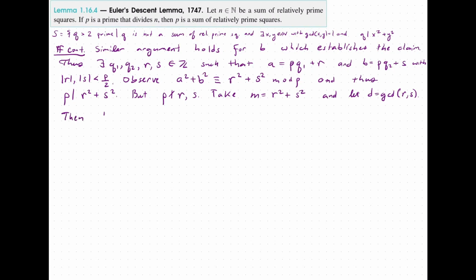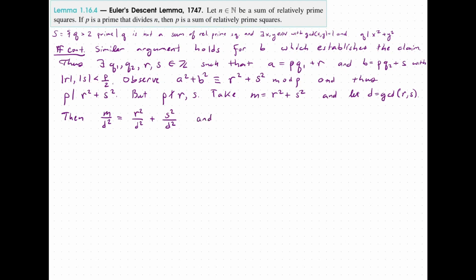Then we have that m over d squared is equal to r squared over d squared plus s squared over d squared. So what we have done, we know that d is the GCD of r and s. So then d squared divides r squared and s squared. So we can divide this side by d squared, and we know that then by the linear combination lemma, d squared divides m. And so we have that m over d squared is equal to r squared over d squared plus s squared over d squared.